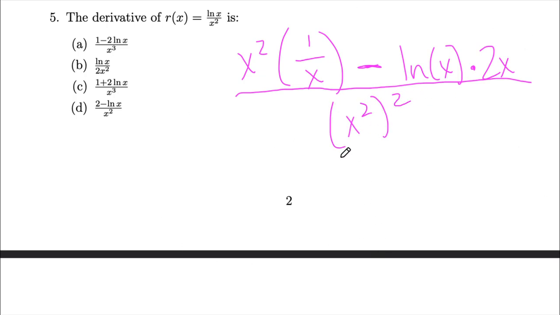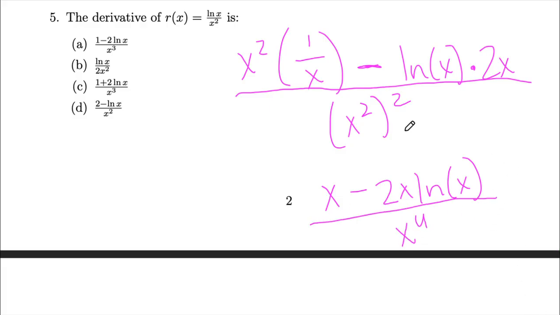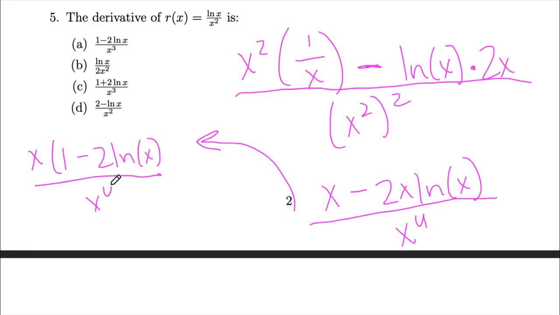Now we're going to clean all of this up. So x squared times 1 over x is just x. And then here we're just going to rewrite this as 2x ln x. And then this would all be over x to the fourth. Now we can simplify by taking an x out of the numerator. So that would look like this: x times (1 minus 2 ln x) over x to the fourth.